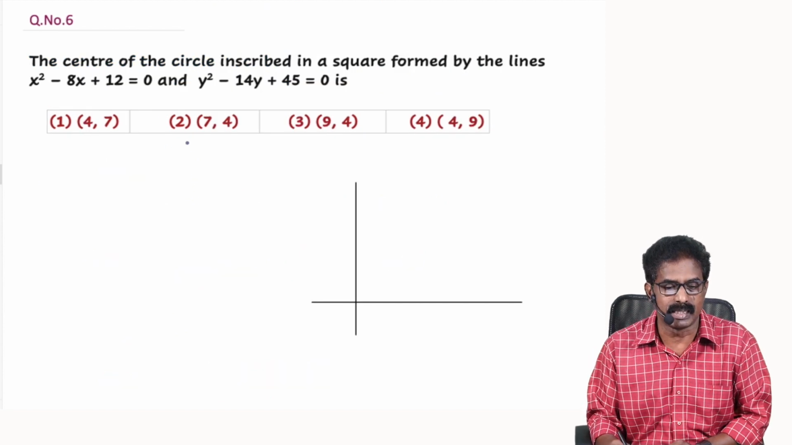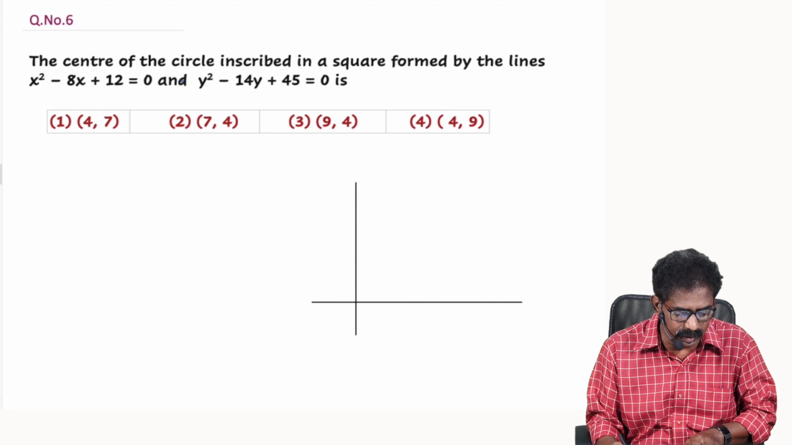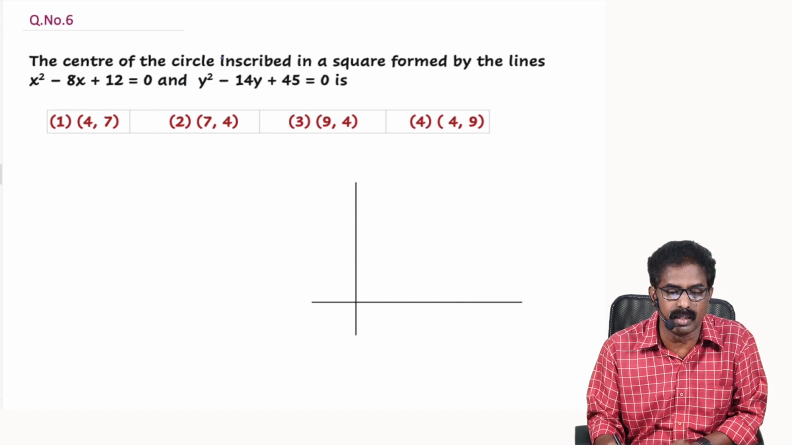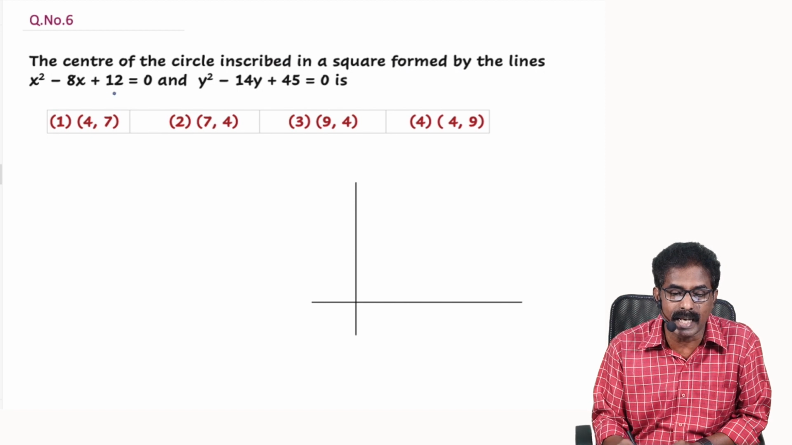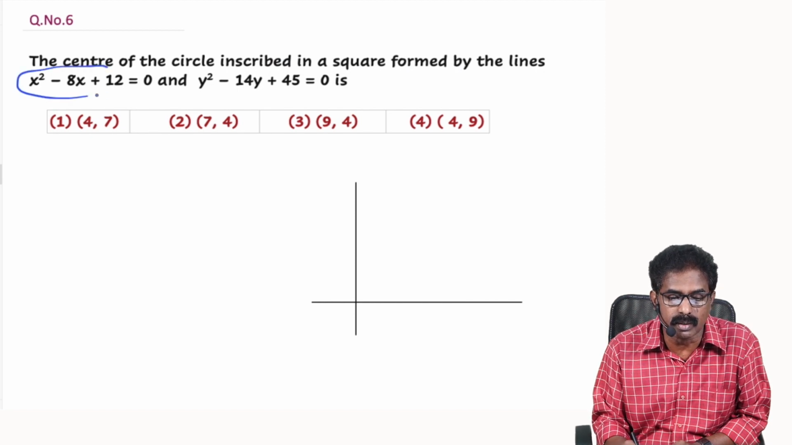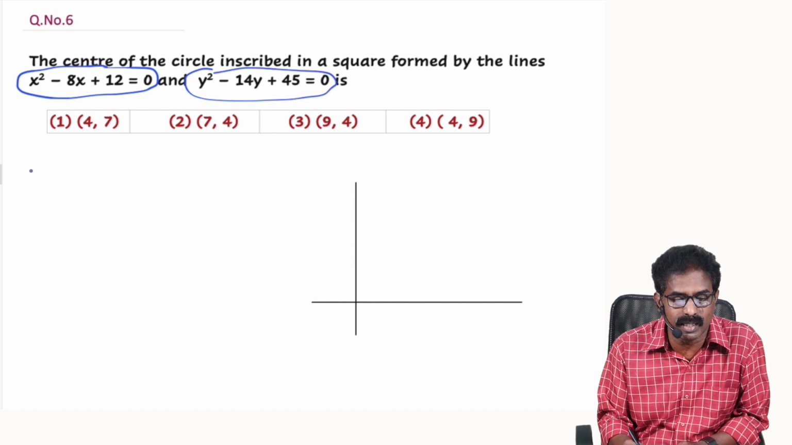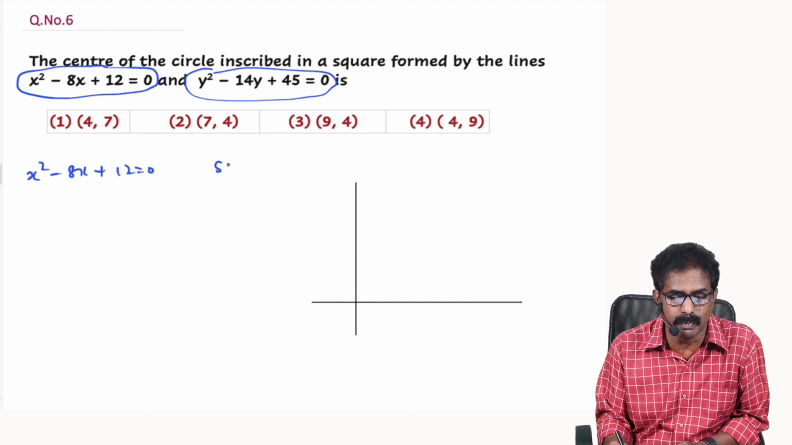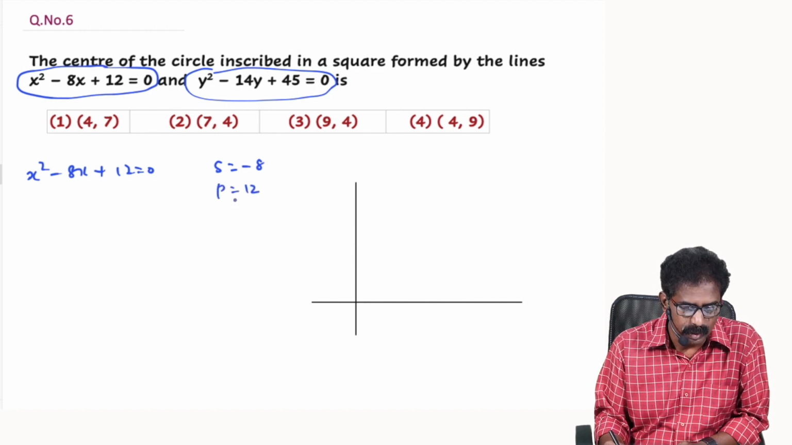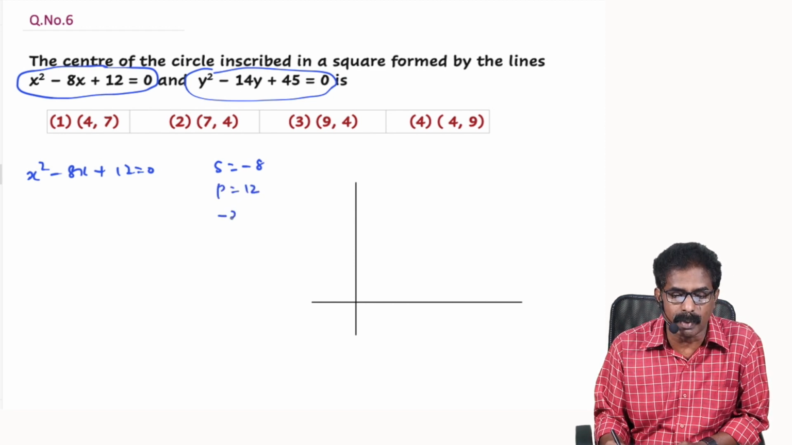Now sum number 6. The center of the circle inscribed in a square formed by the lines and this one. So here the first one represents two lines. Listen here. X square minus 8x plus 12 equal to 0. Quadratic equation, you can factorize it, right? Sum is minus 8. Product is 12. Can you say the numbers? Minus 2 and minus 6, right?